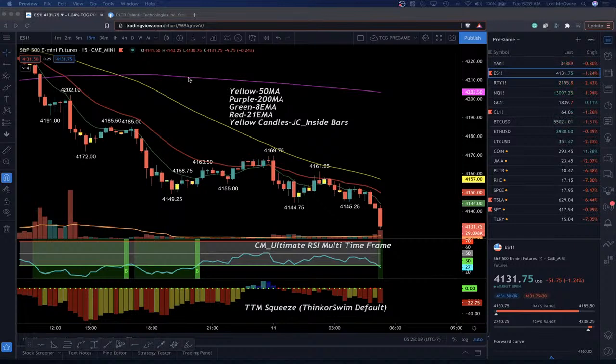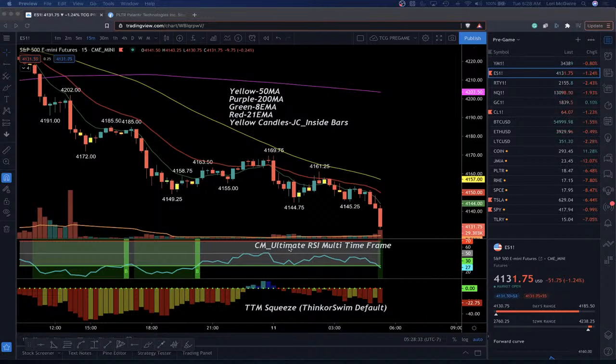I like the 8 and 21 EMA because it's part of the Fibonacci math series, and it seems to be very algo sensitive as well. Remember, we're in an environment where more than 90% of the trading is done by computers. So I want indicators that are algo sensitive, and then the yellow candles are inside bars, so they kind of pop out at me.